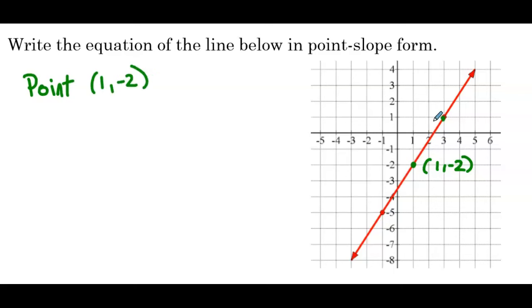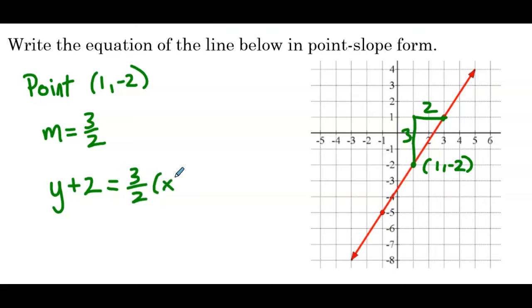Our slope between 2 points: we go up 1, 2, 3, to the right 2. So our slope is 3/2. So the equation of the line would be y plus 2 equals 3/2 x minus 1. Now I went right to reducing it to y plus 2. Just in case that wasn't clear, it would be y minus -2 equals 3/2 x minus 1.